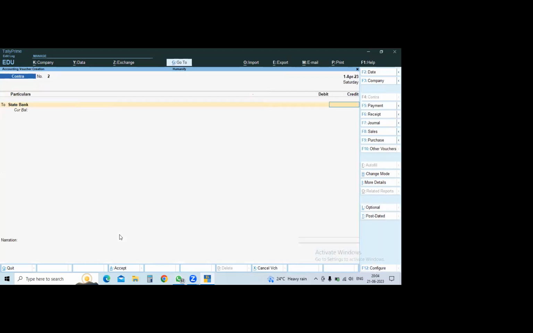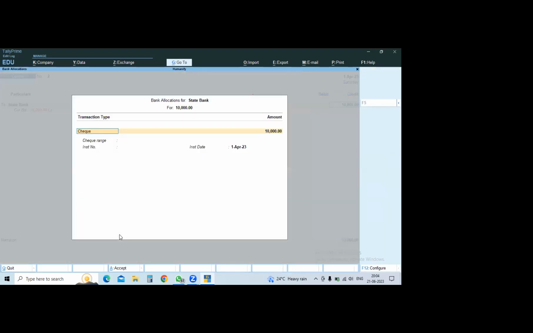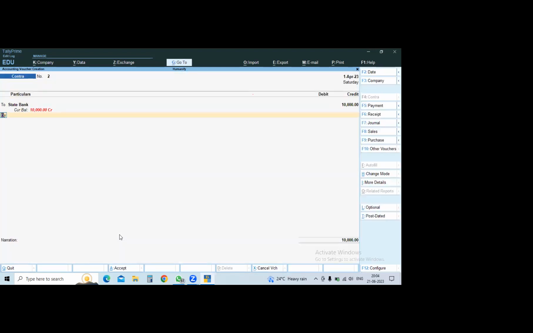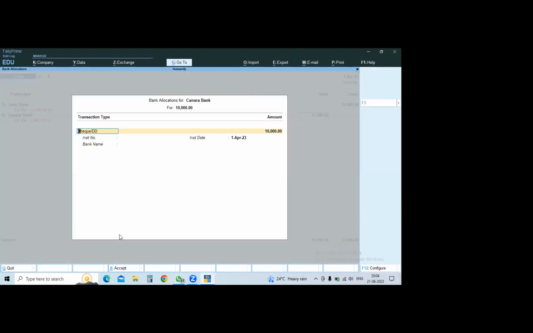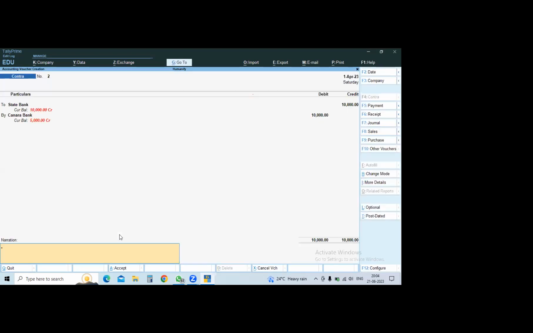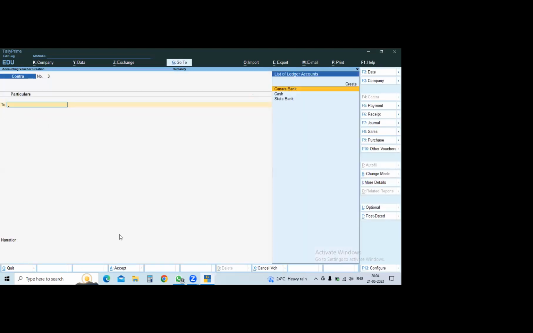See here, give an amount. 10,000, ma'am. Type 10,000. Enter. Enter. Enter. So select Canara Bank. Again, that's it. Accept now. Control A, accept. Yeah, that's it. Next question.